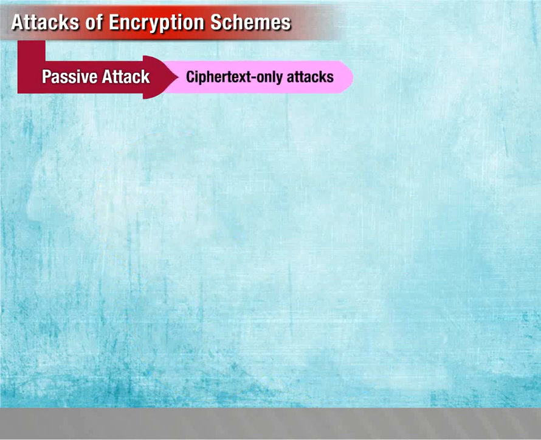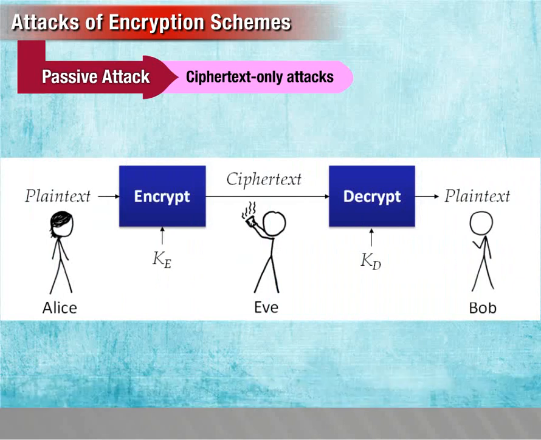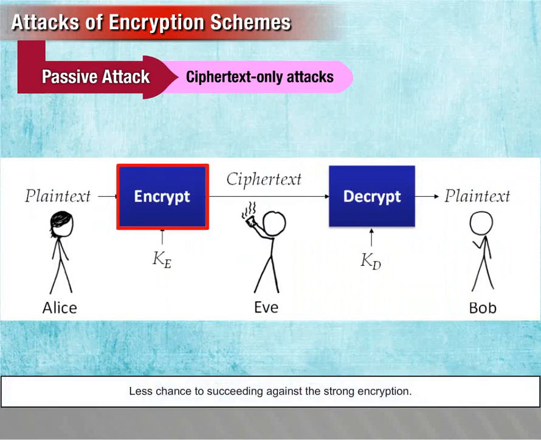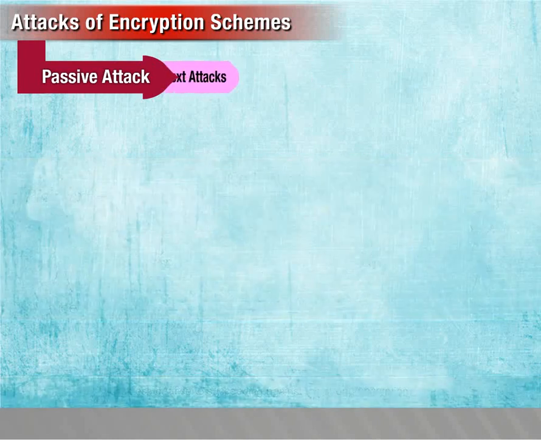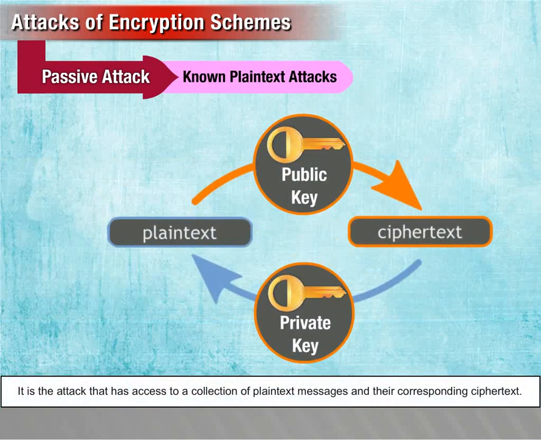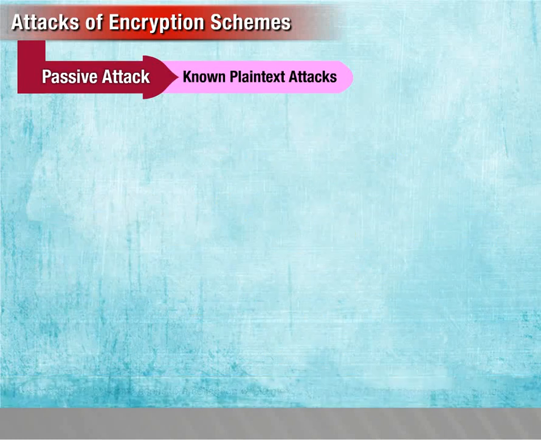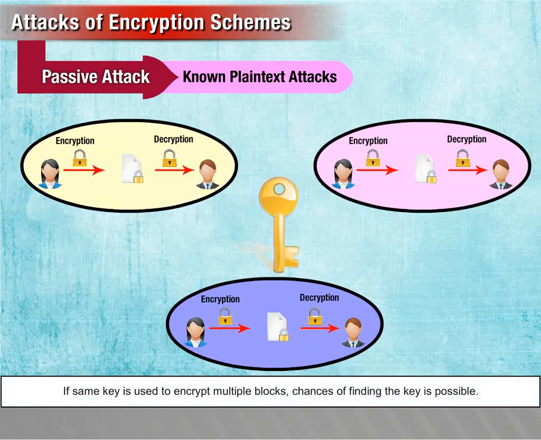Ciphertext only attacks attempt to deduce the plaintext from the ciphertext only. There is less chance to succeed against strong encryption. Known plaintext attacks. It is the attack that has access to a collection of plaintext messages and their corresponding ciphertext. If the same key is used to encrypt multiple blocks, finding the key is possible.